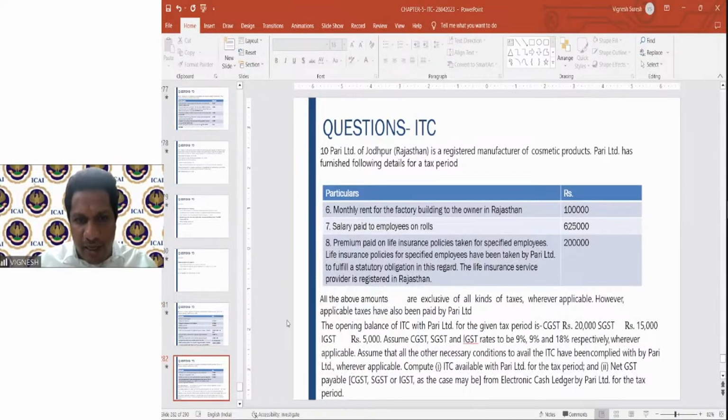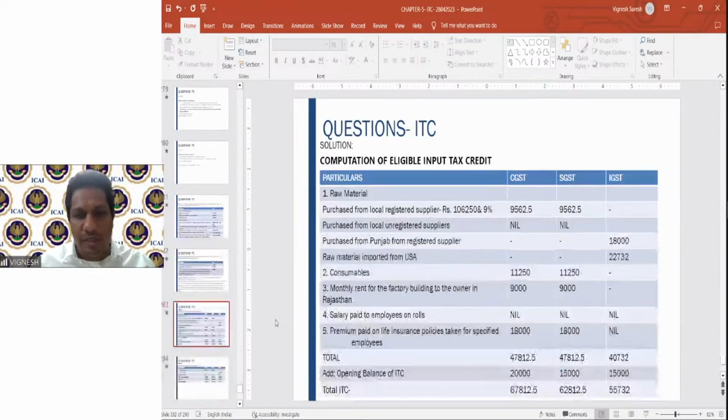Monthly rent for the factory, again 18%. You can claim CGST, SGST. Salaries, nothing will come. Premium paid on life insurance, since it is obligatory, you can claim 18,000, 18% GST. Fine.